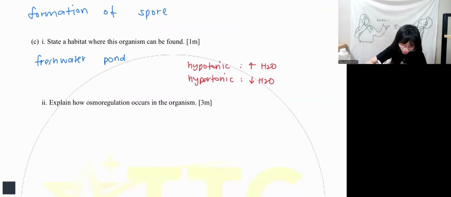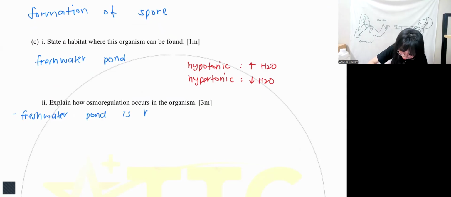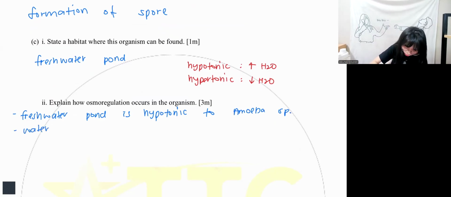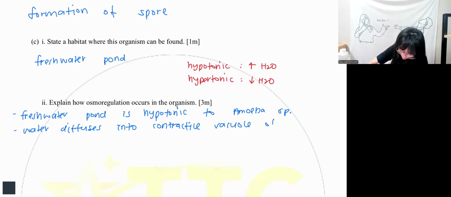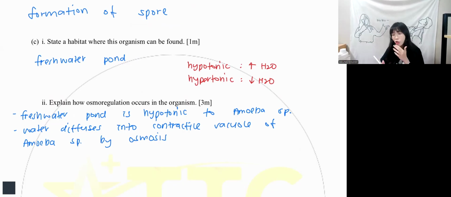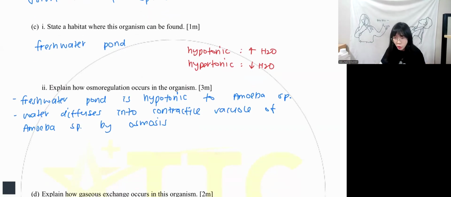In 3 sentences, first we're going to say, fresh water pond is hypotonic to, what? Amoeba species. Next we're going to say water diffuses into contractile vacuole of amoeba species by osmosis. Any diffusion, we have to write the process. Gases, we have to write simple diffusion. Water, we have to write osmosis.